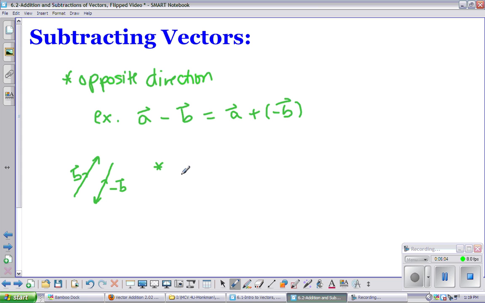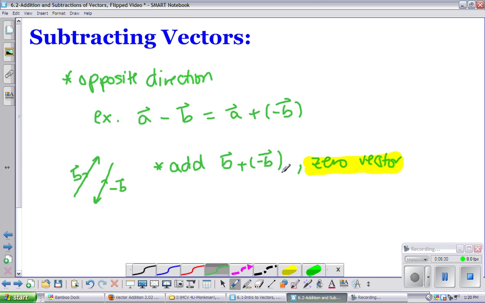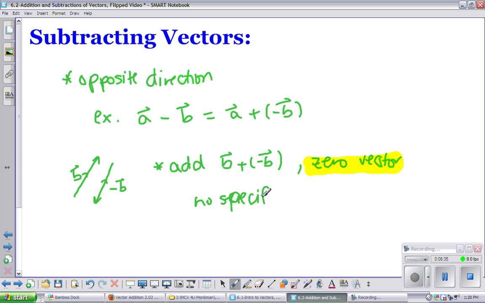And as a side note, if you add those two together, your B plus your negative B, this will give you the 0 vector. Let's highlight that so that we can know that term. So that's the 0 vector, and it has no specific direction. And we write it as 0.